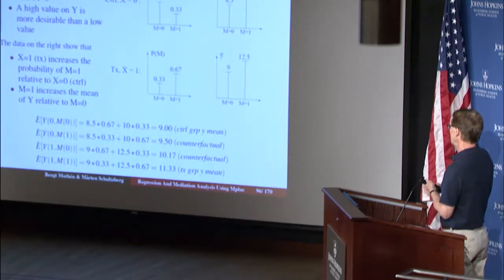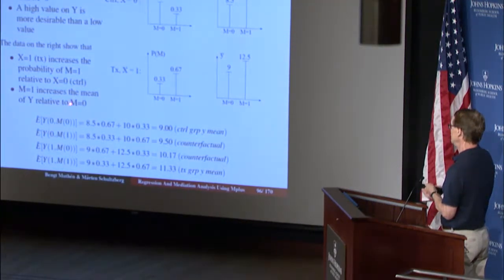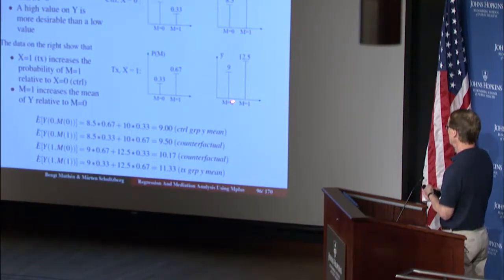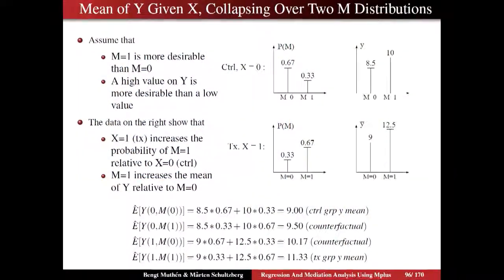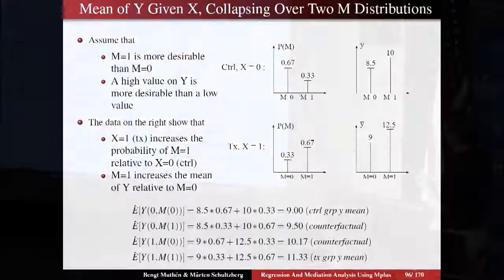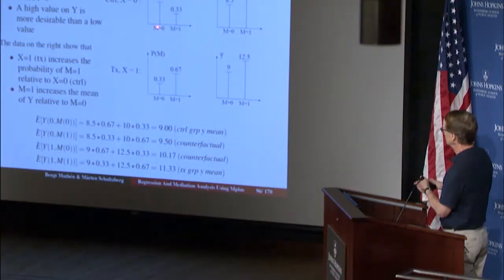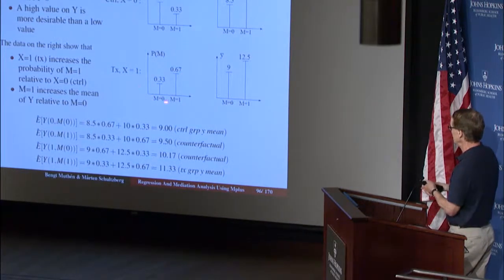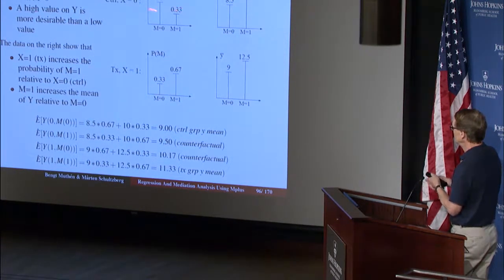And now we also see that m equals 1 increases the mean of y relative to m equals 0. And that's true in both the control group and even more so for the treatment group here. So we have an effect of x on m and an effect of m on y. And one critical idea here is that we have two distributions for m. This is the distribution for m in the control group. Much more likely to have m equals 0 than m equals 1. And the reverse in the treatment group, much more likely to have m equals 1. So these are two distributions.